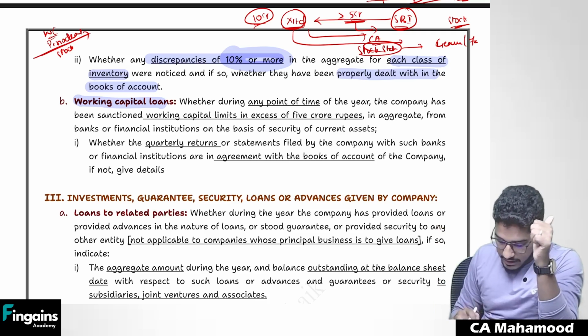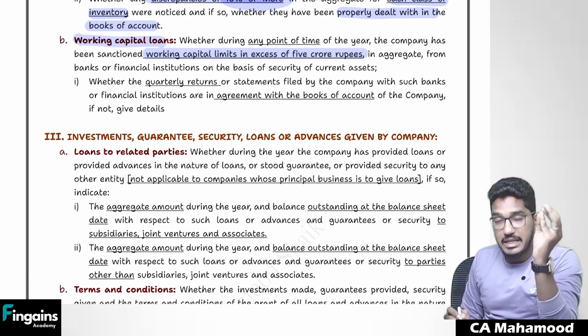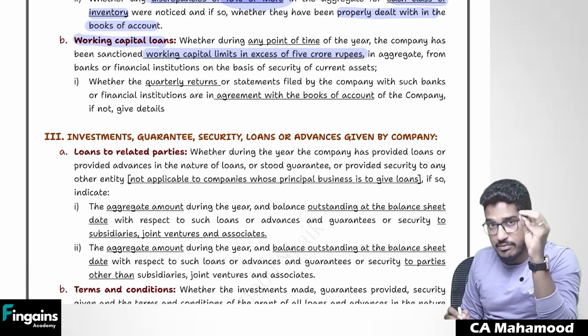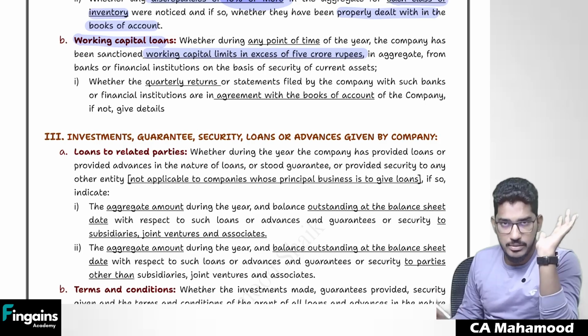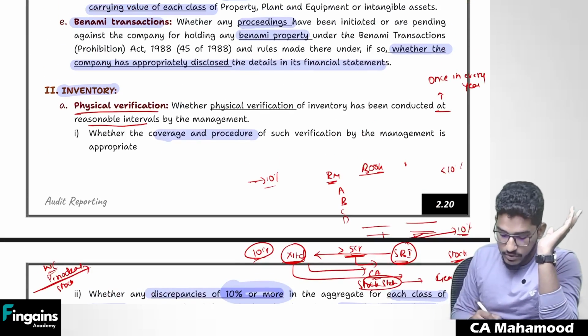But here you have to remember one thing, this reporting requirement will become applicable only when your client has taken a working capital loan in excess of 5 crore. In case your client company has taken a working capital of less than 5 crore rupees, you need not comment on this. Clear? So these two are the matters which are required to be reported regarding inventory.